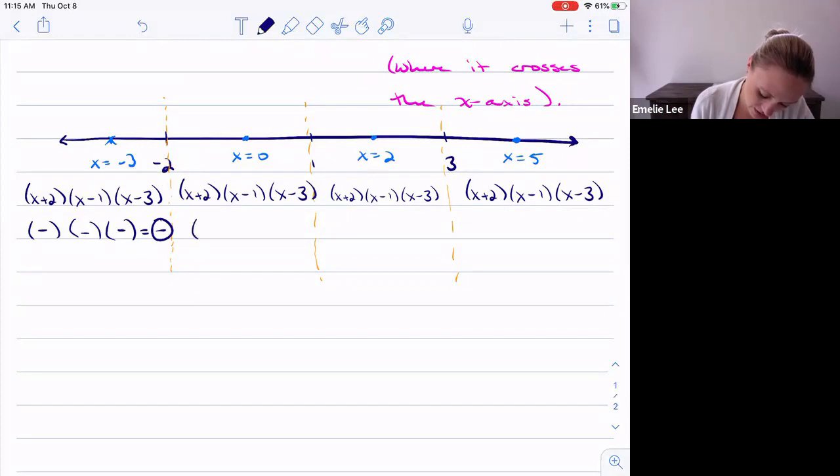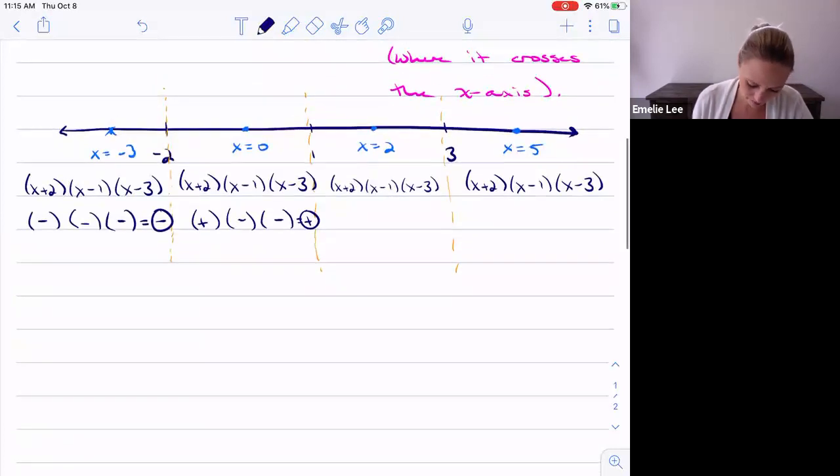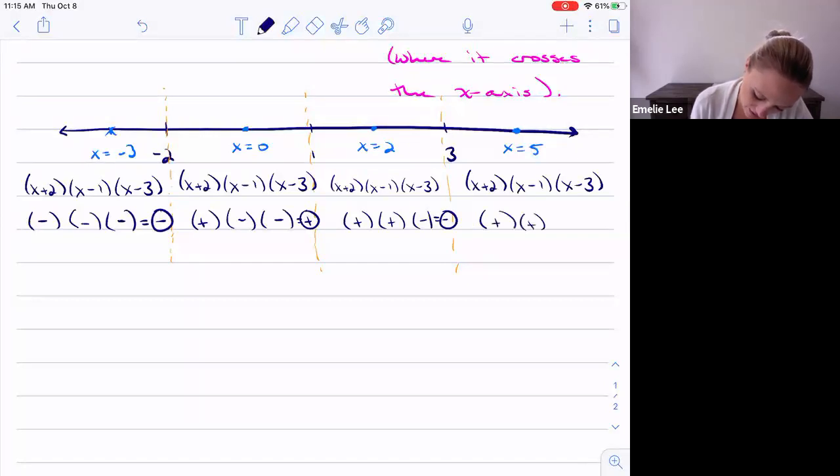Same thing for the next one. Using 0 now, it's really easy to see that this is a positive. 0 minus 1 is a negative, 0 minus 3 is a negative. So overall, I get a positive times a negative makes a positive. And same thing for the next region, right? If x is positive 2, I get a positive 2 minus 1 is still positive, 2 minus 3 is negative. So I get this negative value. Same thing for the last one. If x is 5, I get a positive times a positive times a positive, which overall is, of course, a positive.